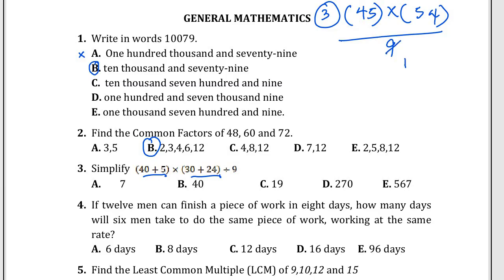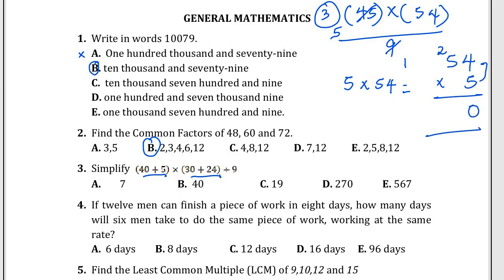9 divided by 9 is 1. 45 divided by 9 is 5. So we have 5 times 54 will give us our answer. Okay, let's multiply by arranging what we have properly. 5 times 4 is 20. 0, you keep 2 here. 5 times 5 is 25 plus 2, 27. So the right answer is D, 270.